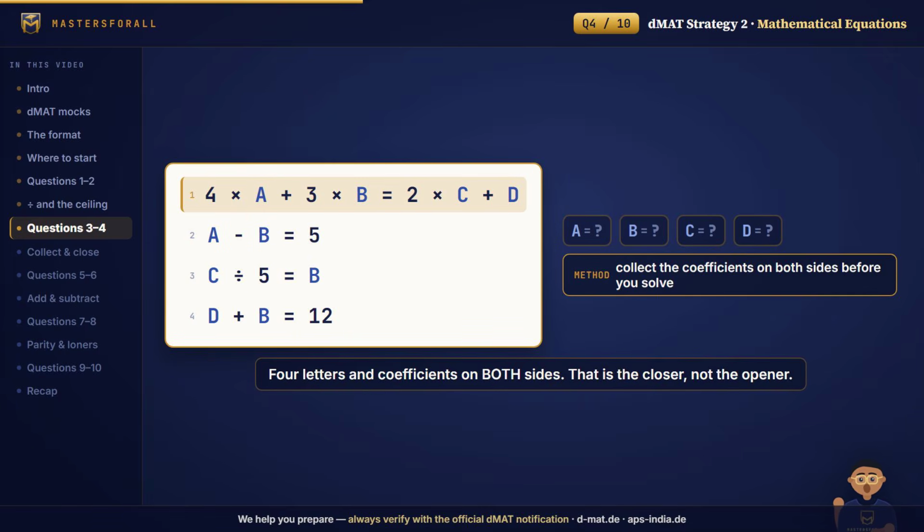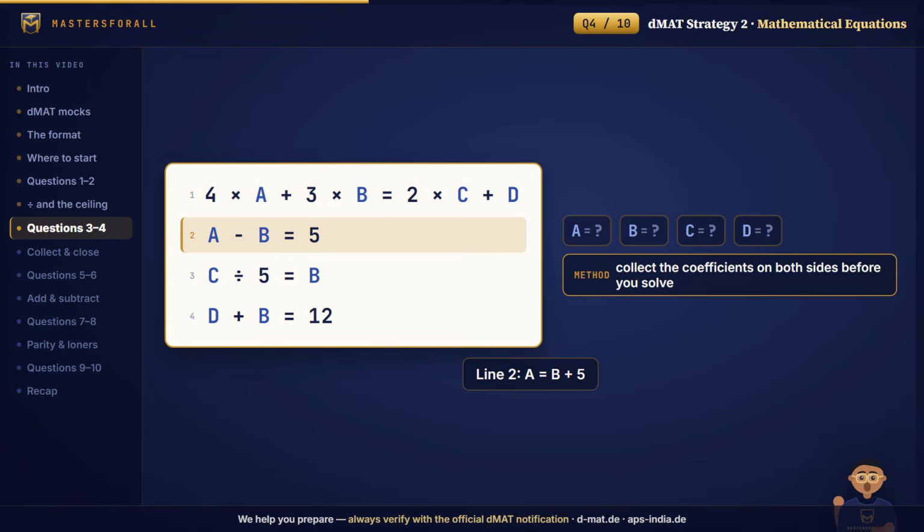Line 1 is the worst thing you will see today. 4 letters and coefficients on both sides. That is the closer, not the opener. Leave it. Line 2, a equals b plus 5. Line 3, c equals 5b. Line 4, d equals 12 minus b.